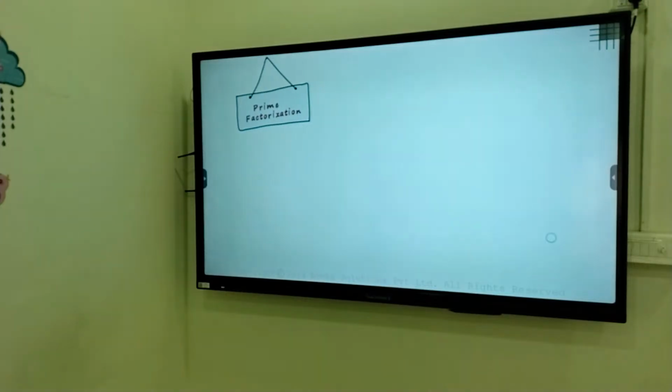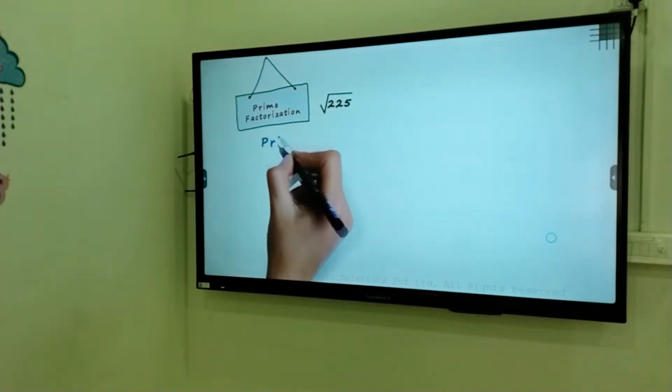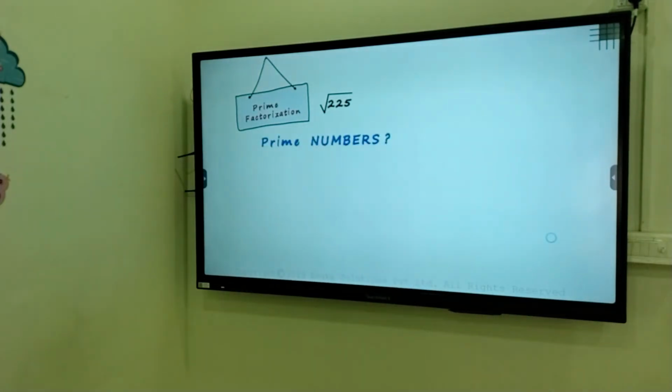So we want to find the square root of 225. Our aim is very simple. We have to reduce this number to its prime factors. That's all. How do we do it? Before we go ahead, let us revise what prime numbers are. A prime number is a number which is divisible only by itself and 1. Say 5. 5 is divisible by 1 and is divisible by 5. There is no other number which can divide 5. 1 and itself. Hence, it's a prime number.